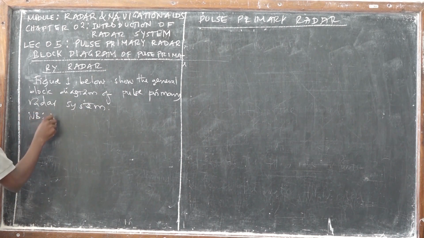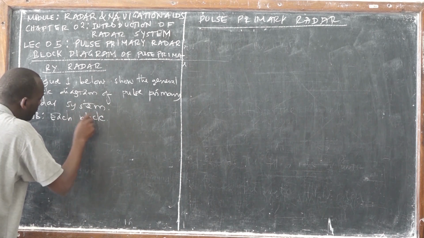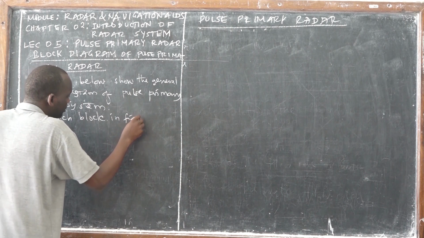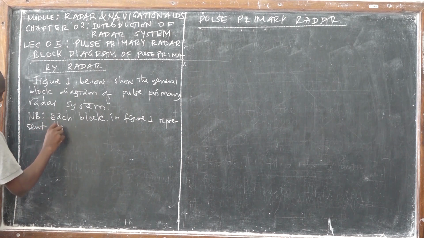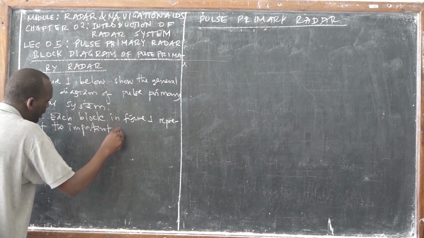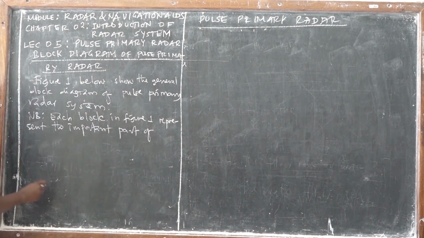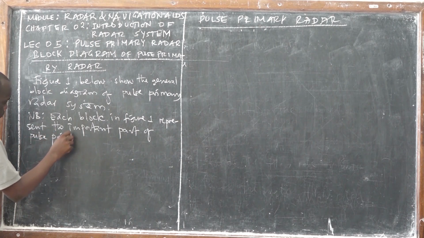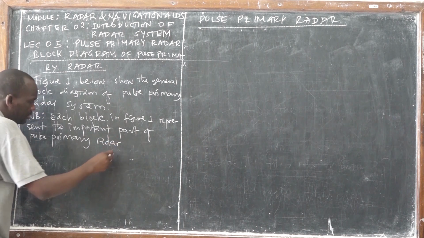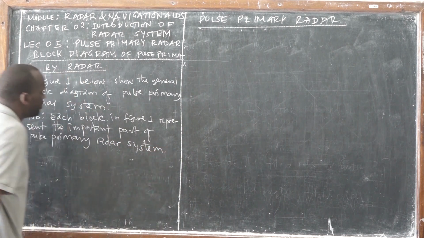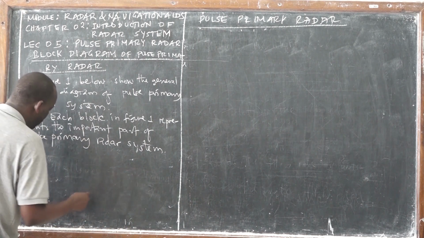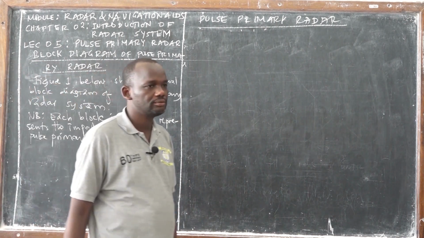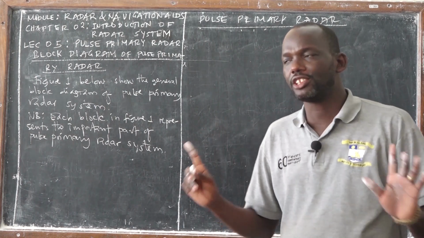Each block in figure 1 represents an important part of the pulse primary radar system. So this actually answers the question about the parts of radar. Each block represents a part of the pulse primary radar.